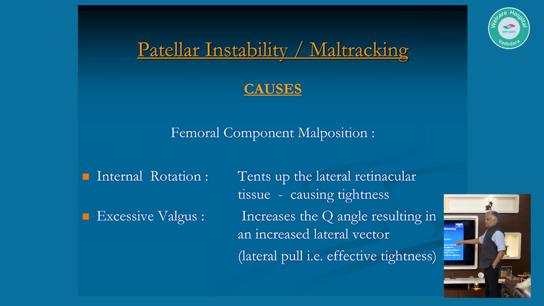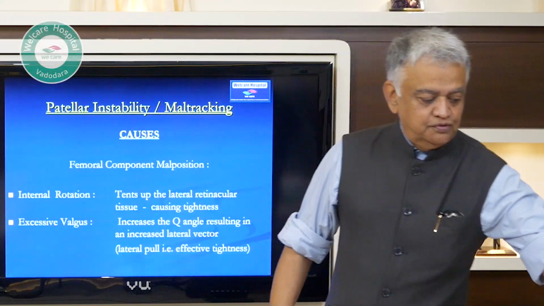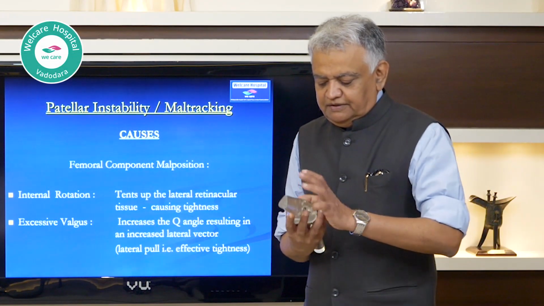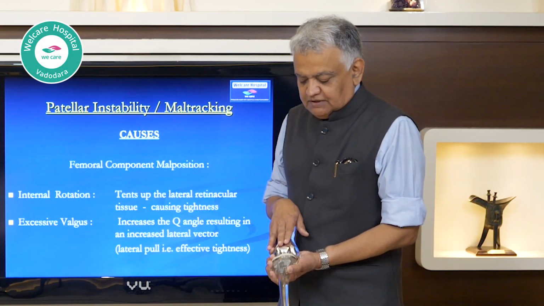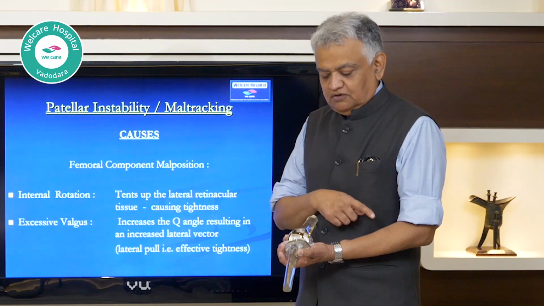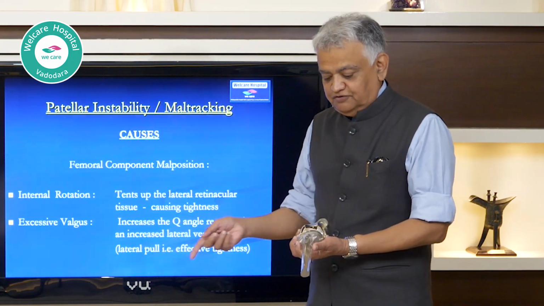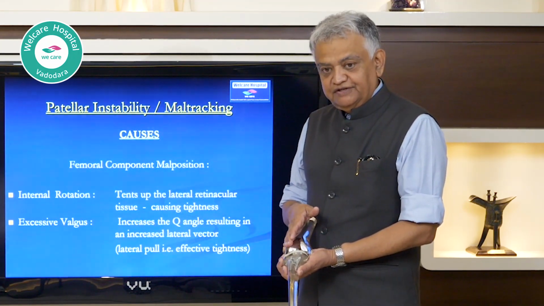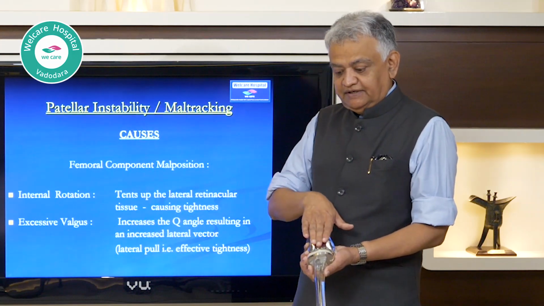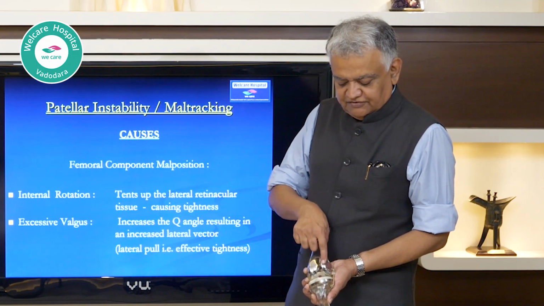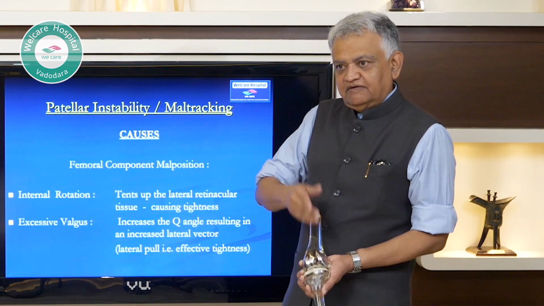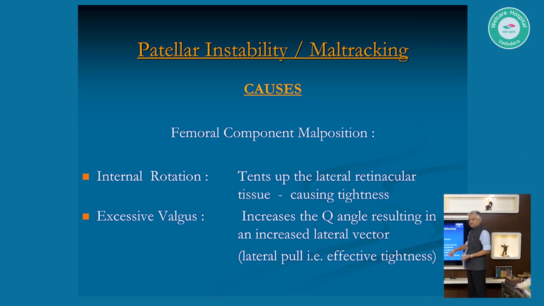So, femoral component malposition, internal rotation. As you can see here, what does it do? When you internally rotate a femur, so this is lateral, this is medial. And if you rotate the femur like this internally, then this edge will tent up. It will rise up, and that will tent up the lateral retinaculum, causing tightness.